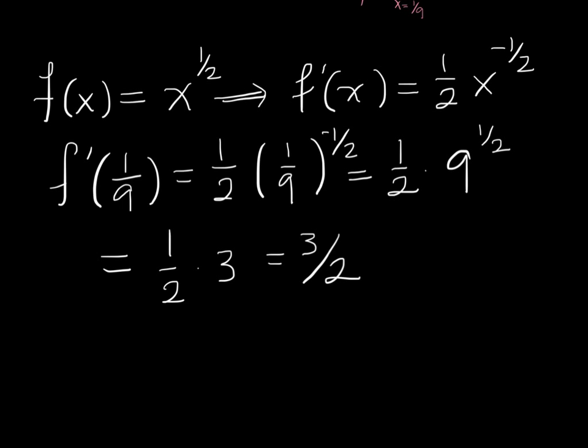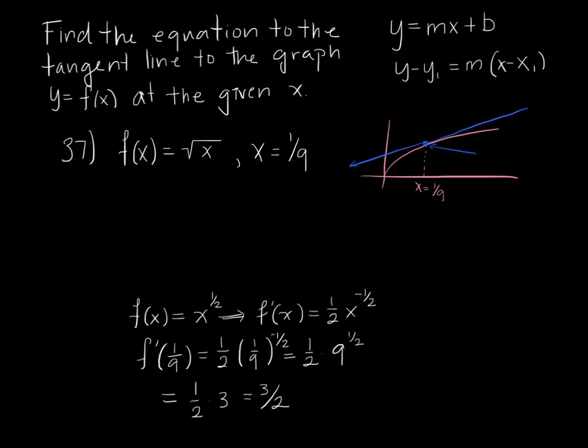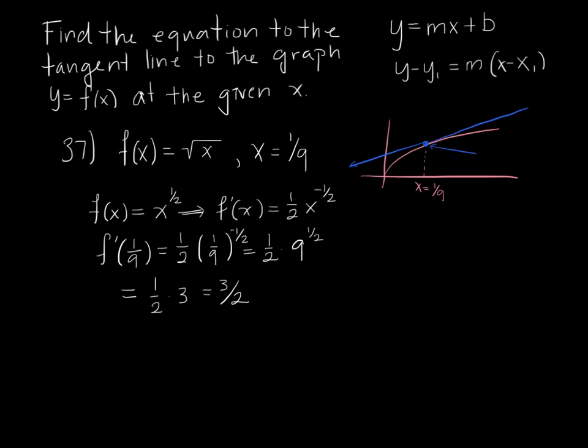So what we've done is found the slope of the tangent line at the given point. Specifically, we found the slope of the blue line here. So we found the m value. So we have that m equals 3/2. Now all we need to do is find a point on the line. Well, we're guaranteed only one point on the line, specifically this blue dot here. Now that blue dot corresponds to an x value of 1/9, but we just have to find the y value that corresponds to it.